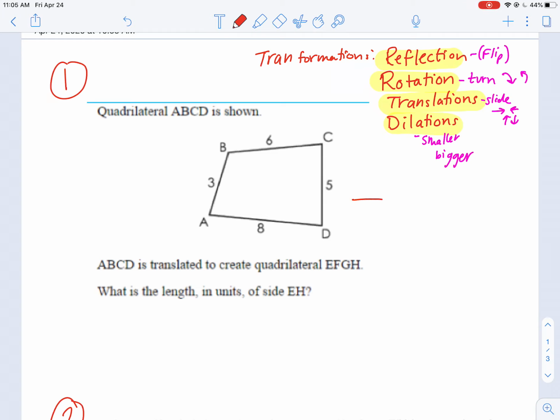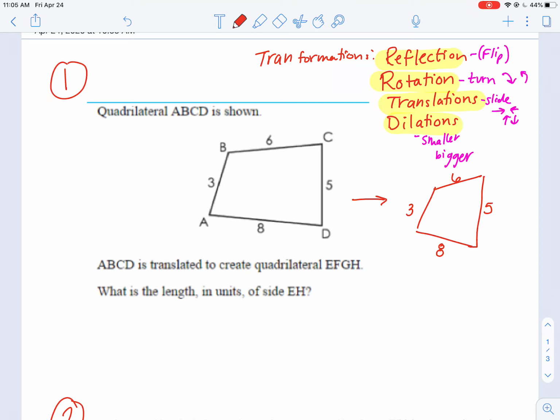So translated means that the object slid. It doesn't tell me what direction it slid, so we're just going to assume that it translated to the right. And if I kind of redraw that, okay, I know that I'm not the best drawer. When you translate or you move an object, the side lengths do not change. So the numbers stay in the corresponding sides for the new shape. Now, the only issue is you have to relabel your new shape.